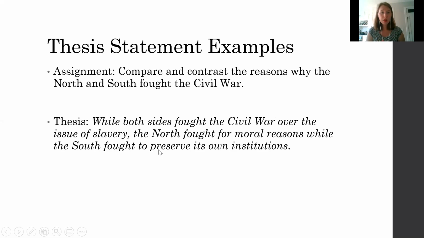So same topic. Both sides fought the Civil War over the issue of slavery. The North fought for moral reasons while the South fought to preserve its own institutions. This is much stronger. And I could see here where, in this paper, you might talk about slavery in the United States first, and then you might talk about some of the moral reasons why the North was fighting the Civil War, and then some of the reasons why the South was fighting the Civil War to preserve its own institutions.